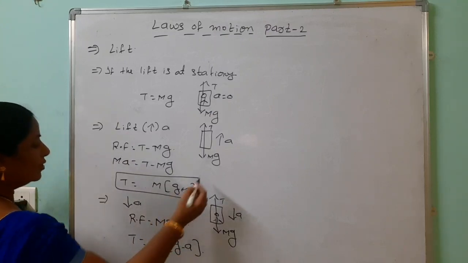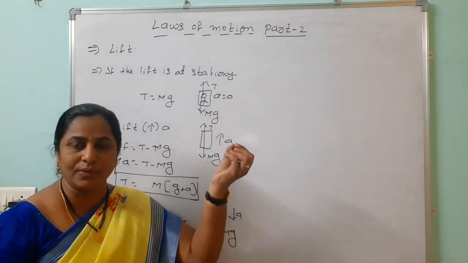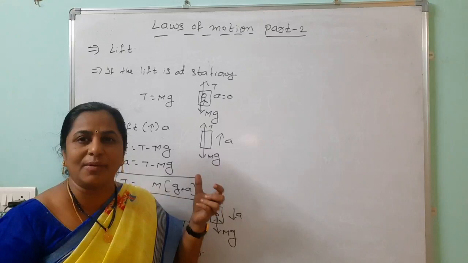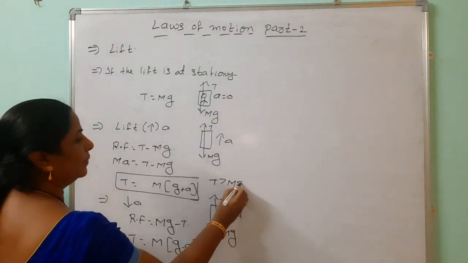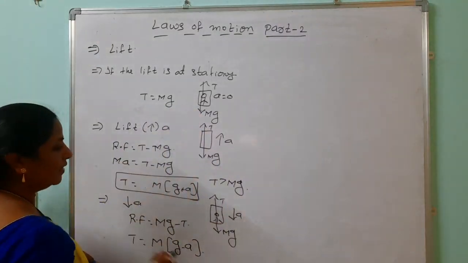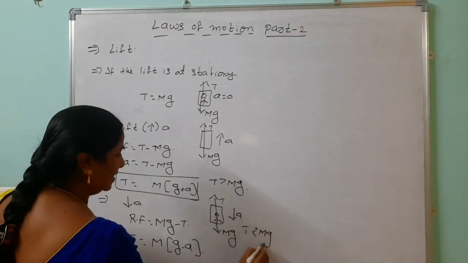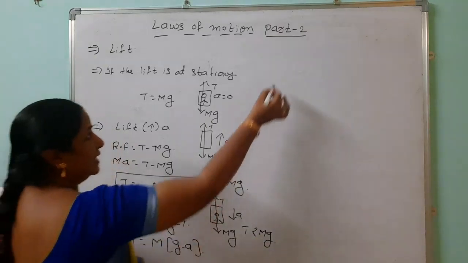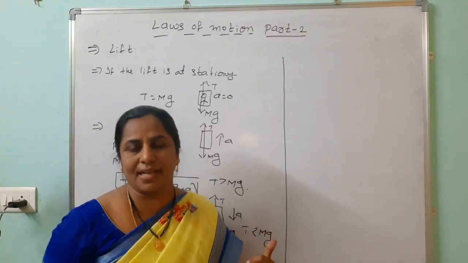So in this case, even practically we should observe that while going upwards, we feel like more weight. Why? Here tension is greater than weight. Here tension is equal to weight when the lift is at rest. Here tension is less than weight because the minus is there. So these are the different cases of the lift condition, how the tension is acting.